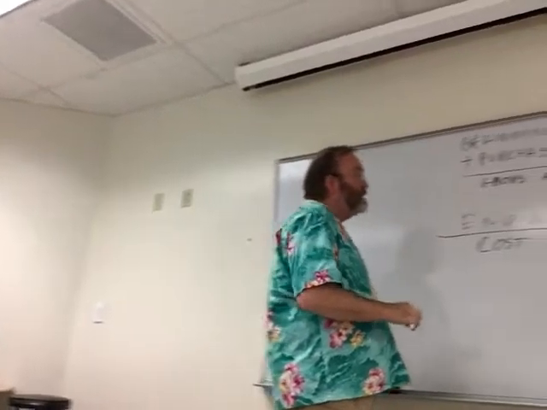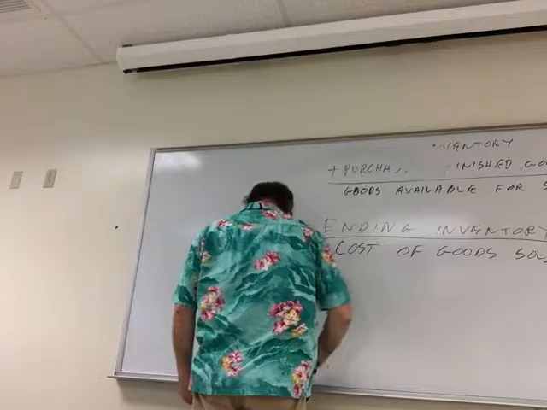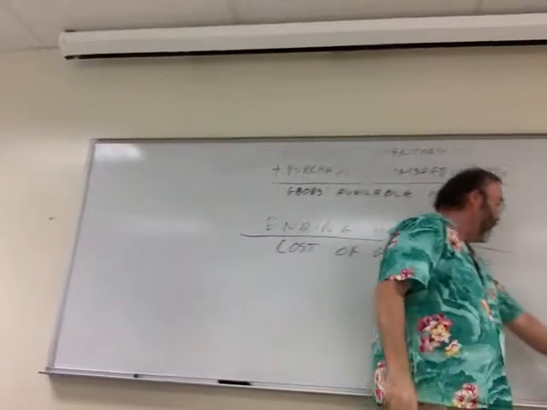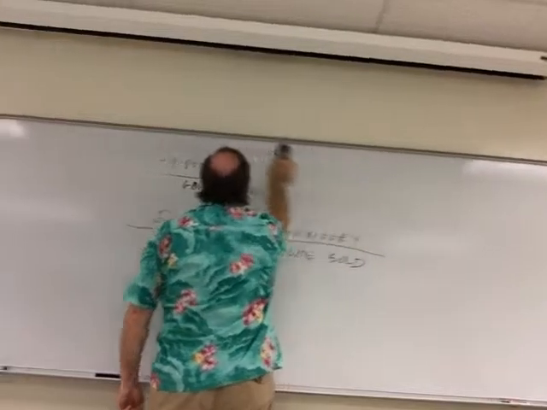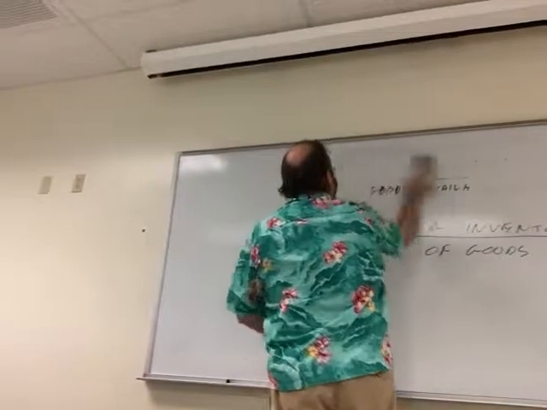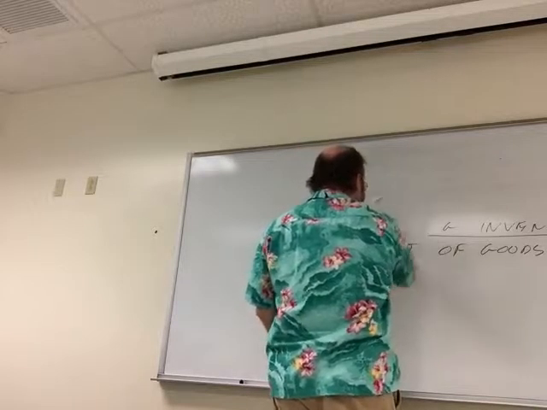So we're going to go over both an example of perpetual and periodic. Now that's just how often you account for inventory. The next thing is how do you cost it? Well, what's going on there?